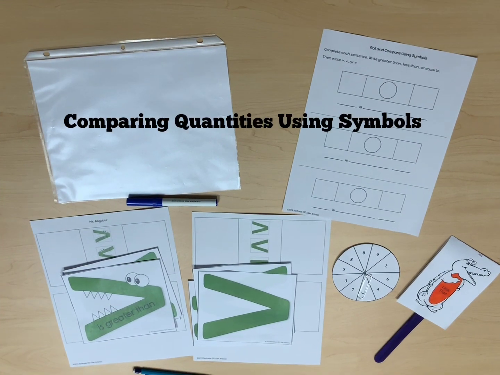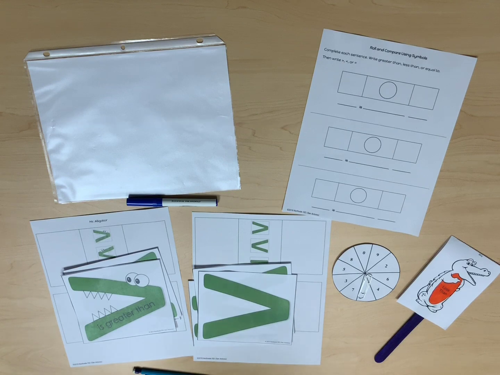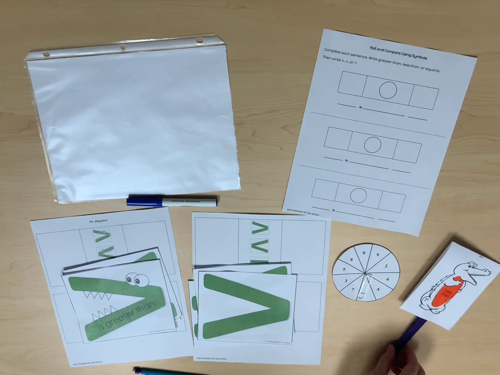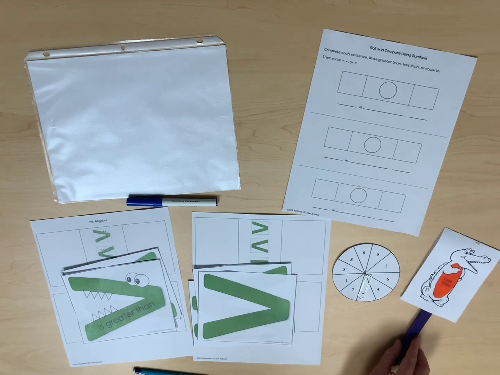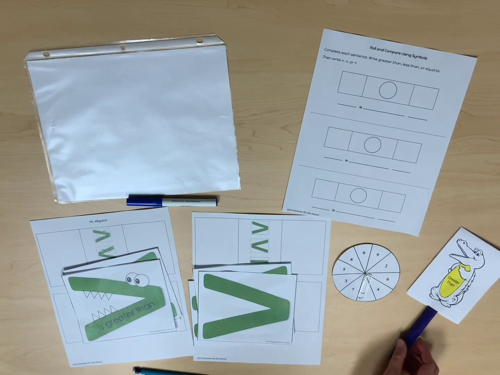This is the comparing quantities using symbols activity. The activity will be targeting 1.2e, use place value to compare whole numbers using comparative language, and 1.2g, represent the comparison of two numbers to 100 using the symbols greater than, less than, or equal to. For this particular activity, you might want to use Mr. Alligator, which is a simple way to introduce the greater than and less than symbols.